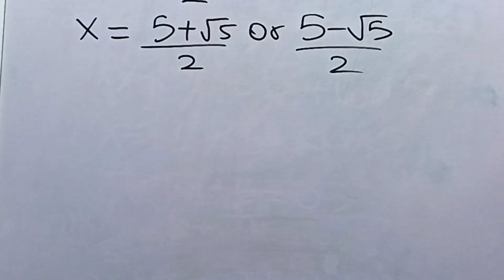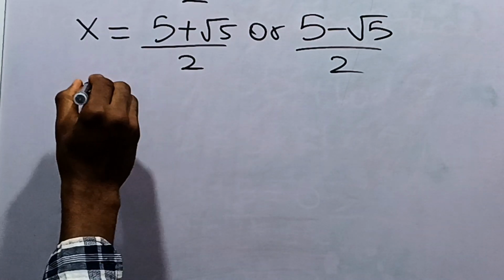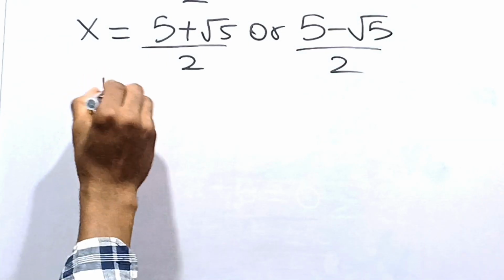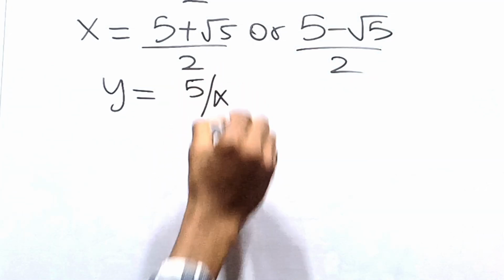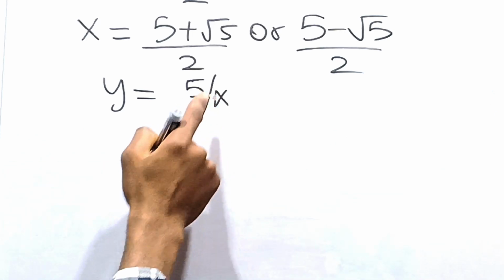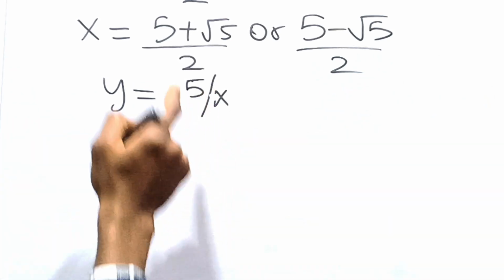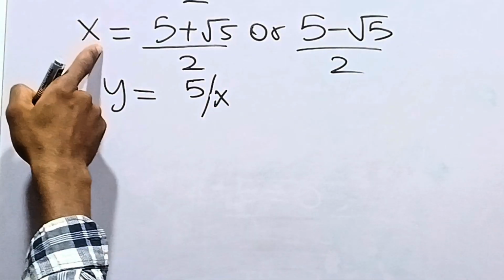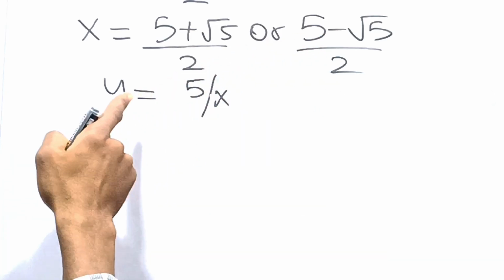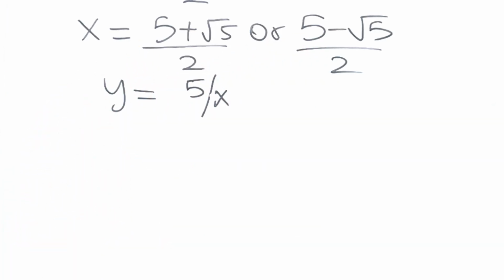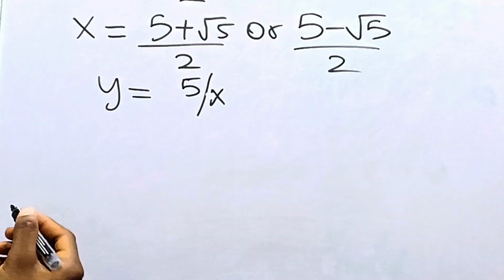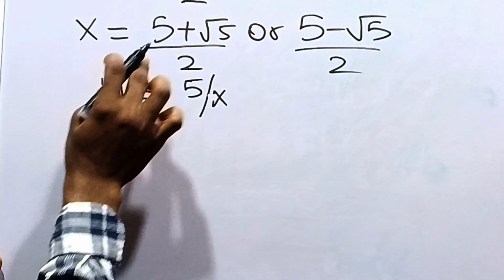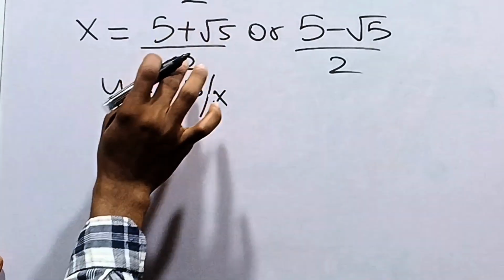Now let's go ahead and solve for y. But remember that our y is equal to 5 over x. So if we substitute x as this or this, we'll get the value of y. Let's go ahead and do that now. Say we pick the first value for x, which is 5 plus root 5 over 2.